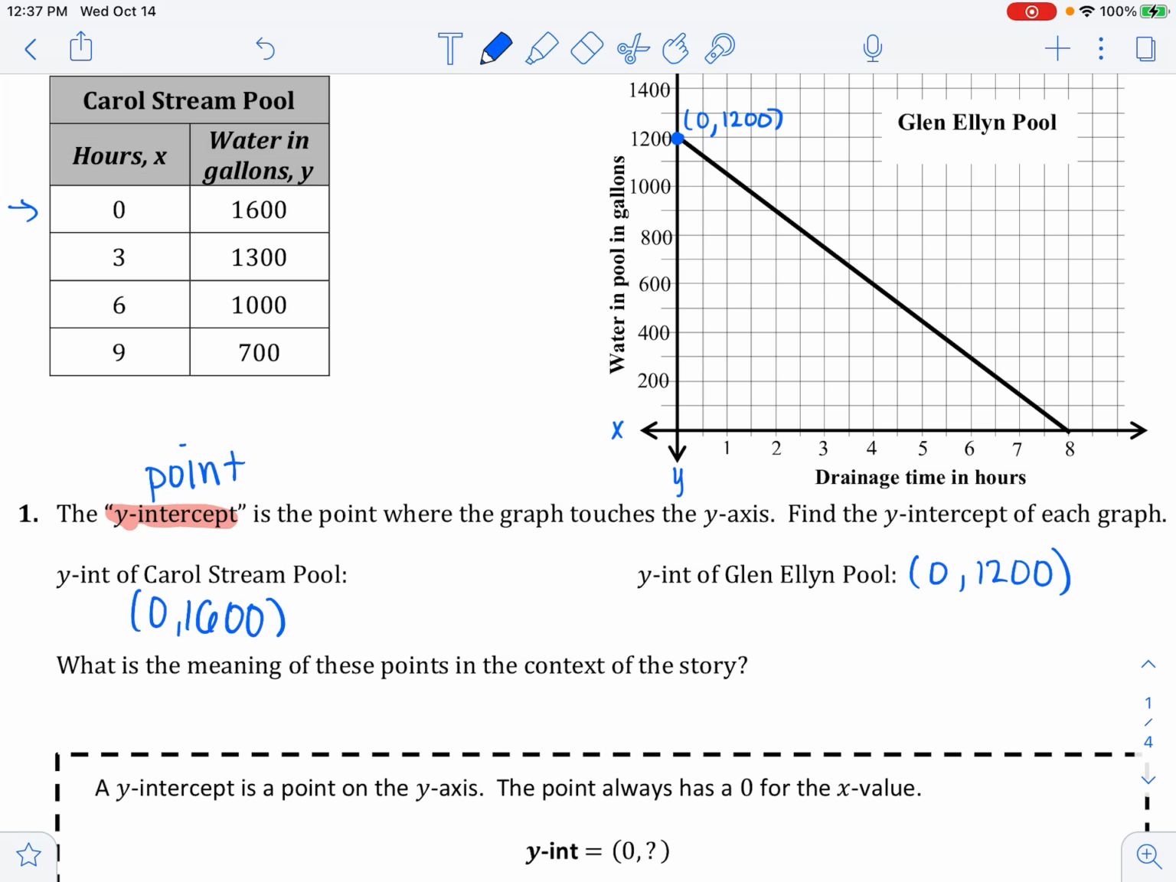All right, the next question says, what is the meaning of these points in the context of the story? Remember, X is the time that has passed in hours, and Y is the water in gallons. So this is both at time 0, before you even started draining. You can say after no draining, it's how much water is left in the pool, or you can say it's the initial amount of water in the pool. Either one is fine. So I'm going to put the initial amount of water in each pool.